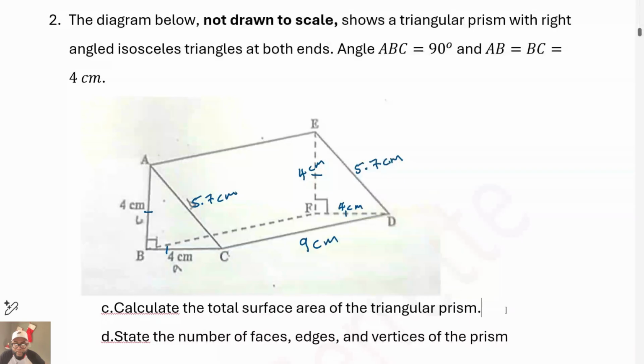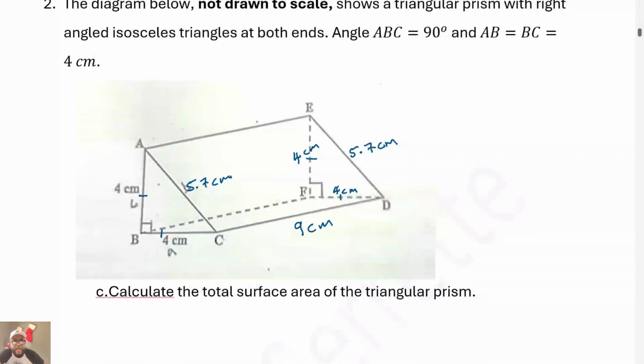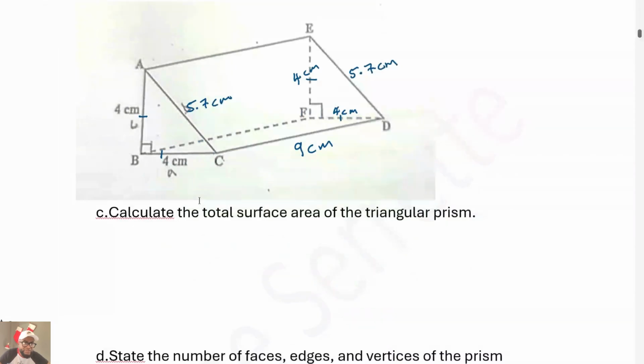Here we go. Right. So parts C and D, they want us to calculate the total surface area. The diagram below, not drawn to scale, shows the triangular prism with right angle isosceles triangles on both ends, etc. Let's see the surfaces. Somebody tell me what's the first thing we're going to do here.